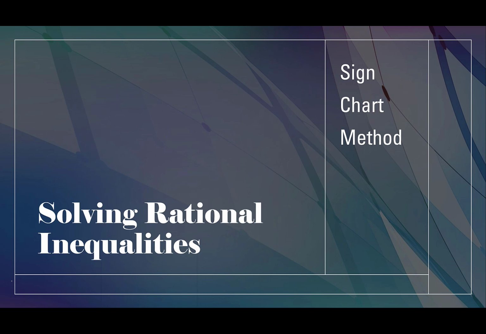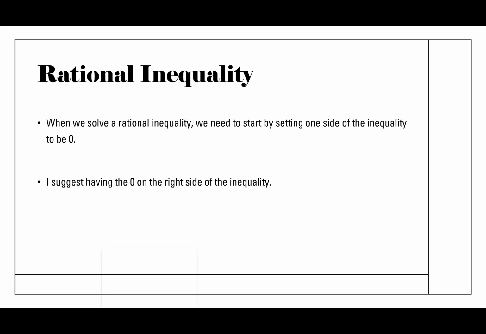Hi everybody, today we're going to look at solving rational inequalities, and there are a number of ways that you could do that, but I'm going to specifically talk about the sign chart method. When we solve a rational inequality, we want to start by setting one side of the inequality to be 0.